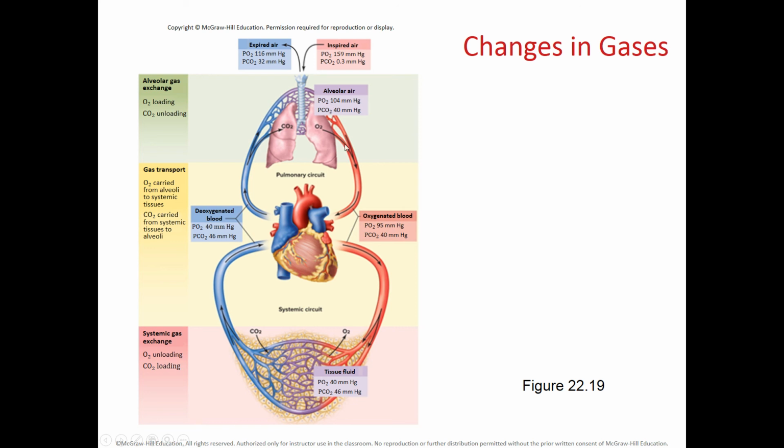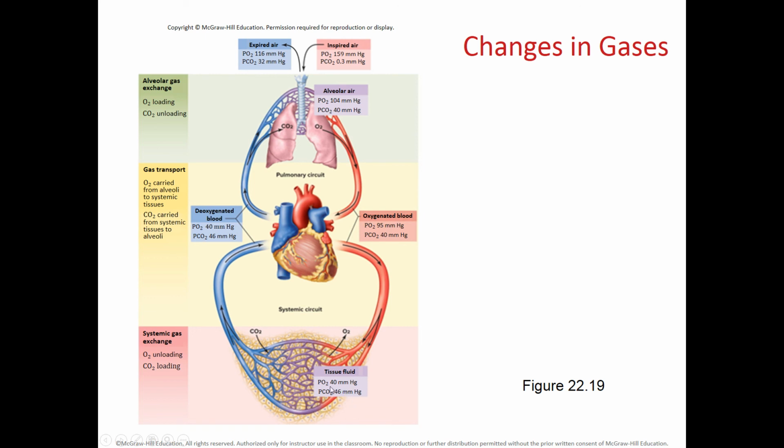And as you are loading oxygen, your partial pressure of oxygen in the blood is going to change. So you will now have in the arteries 95 millimeters of mercury of partial pressure of oxygen, and you will have a drop in the partial pressure of CO2, so now you will have 40 millimeters of mercury. This will be delivered to your tissues, and within your tissues, you will have unloading of oxygen and loading of CO2.